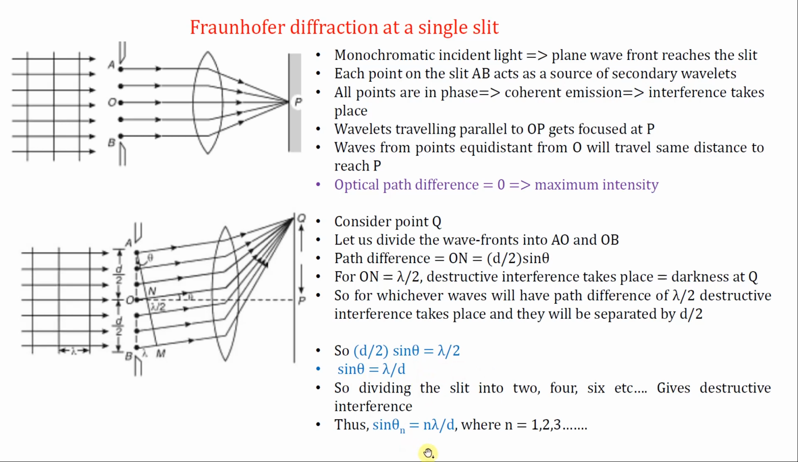So for varying order of fringes, I can generalize this as sin theta n is equal to n lambda by d. That is the condition for destructive interference in the case of Fraunhofer diffraction at a single slit. Sin theta n is equal to n lambda by d, where n is equal to 1, 2, 3. That is the order of the diffraction, the order of the fringes.